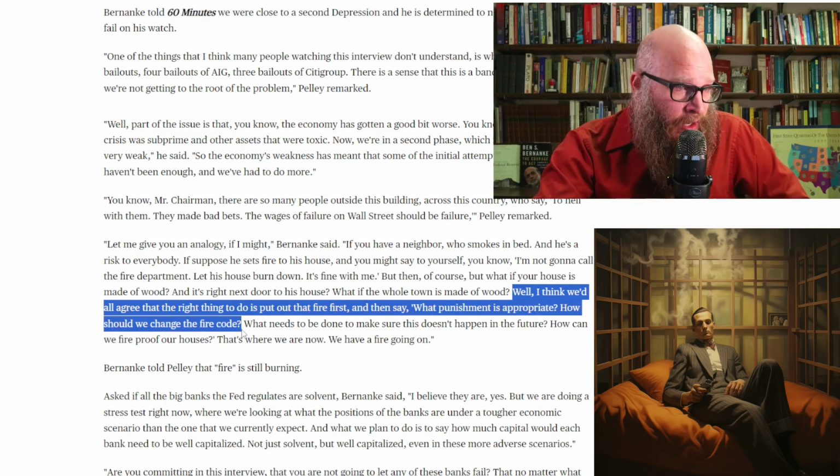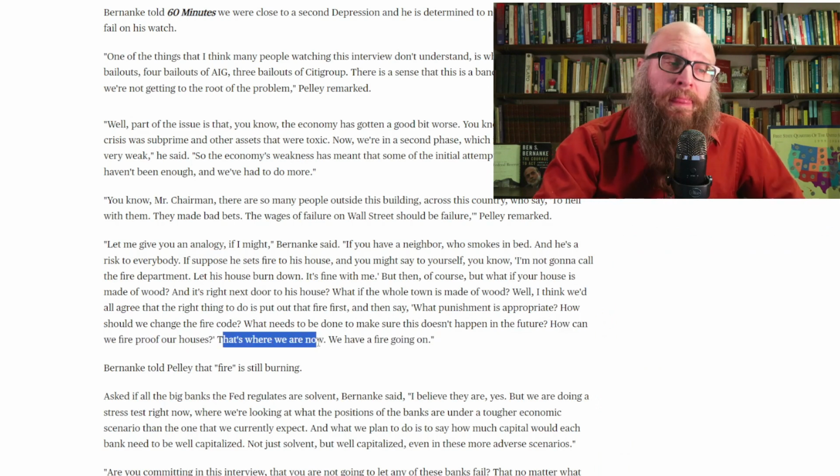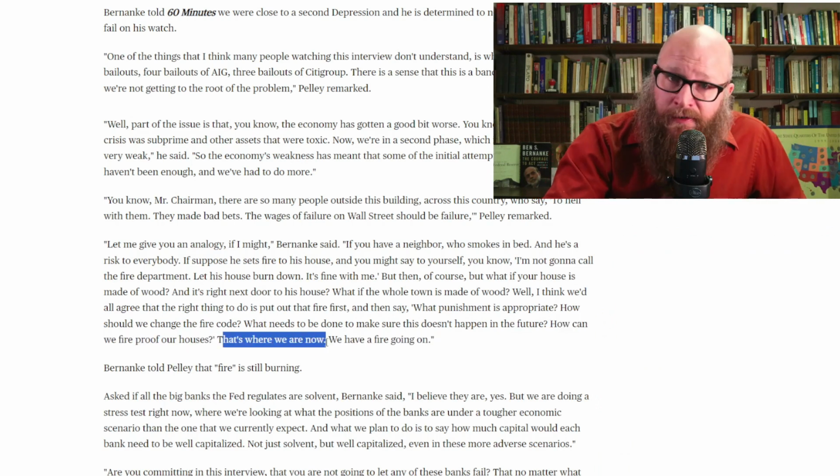How should we change the fire code? What needs to be done to make sure this doesn't happen in the future? How can we fireproof our houses? That's where we are now, he said. We have a fire going on.